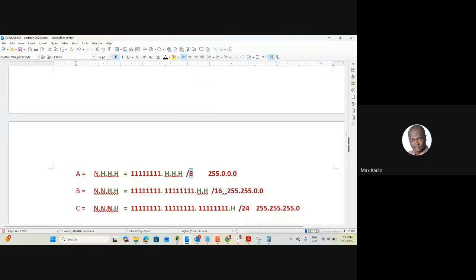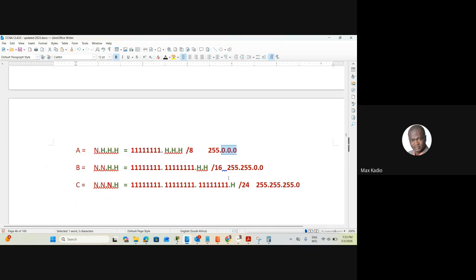So when you have a class A, the very first block will never change. That's why we put all ones here. It's 8 ones. That's why I say /8. If you convert everything, it will be 255, and anything else will be 0, 0, 0. This is the default.